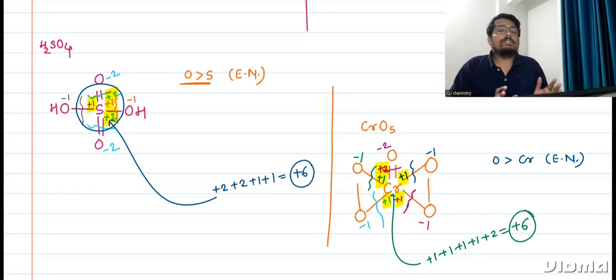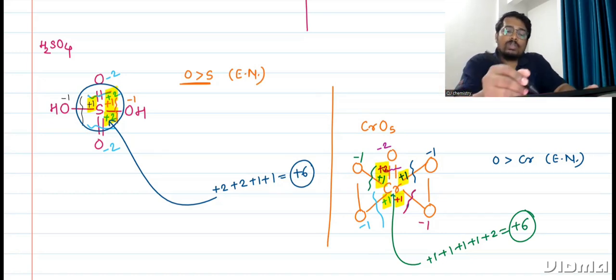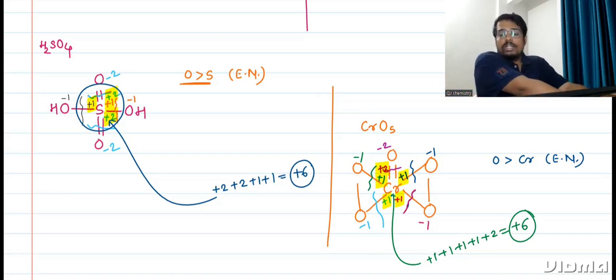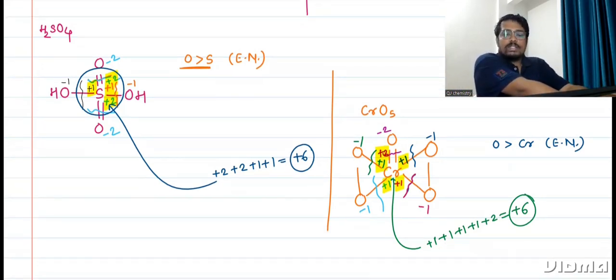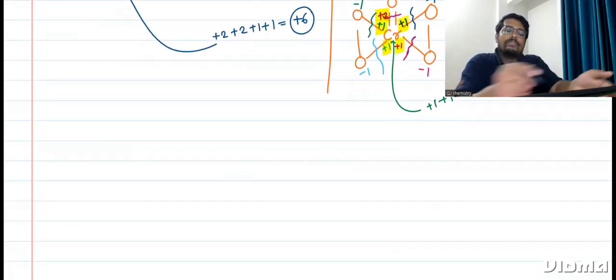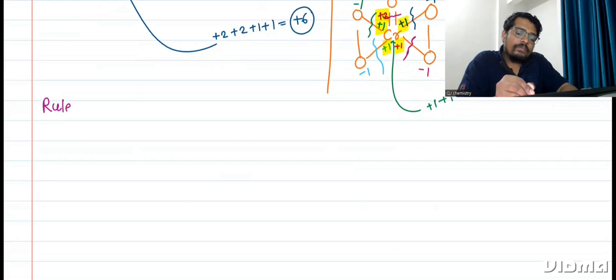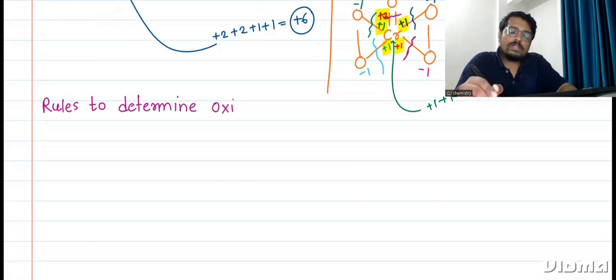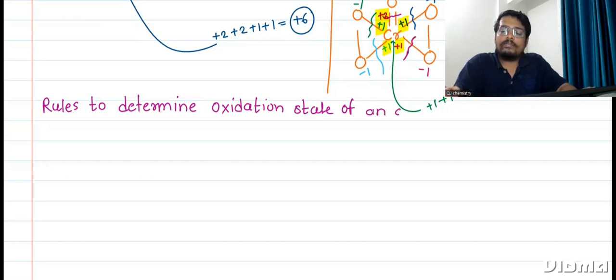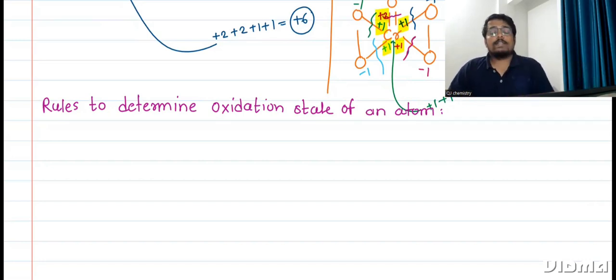Now we'll discuss how to calculate the oxidation state by using rules. First we'll discuss the rules to determine the oxidation state of an atom.